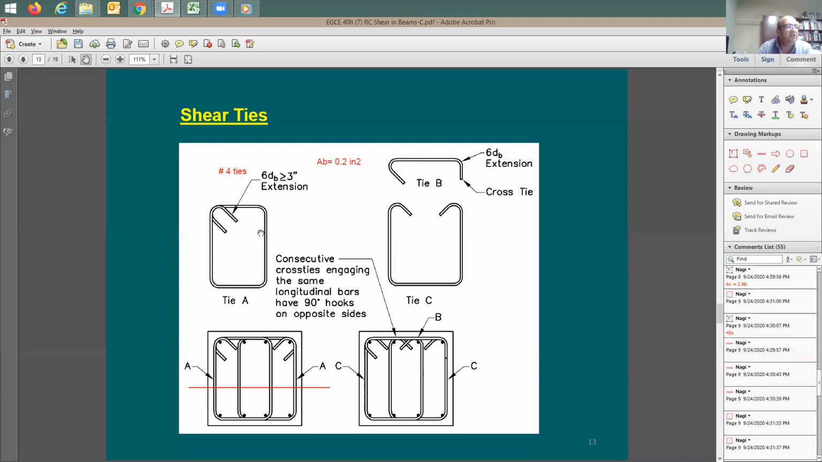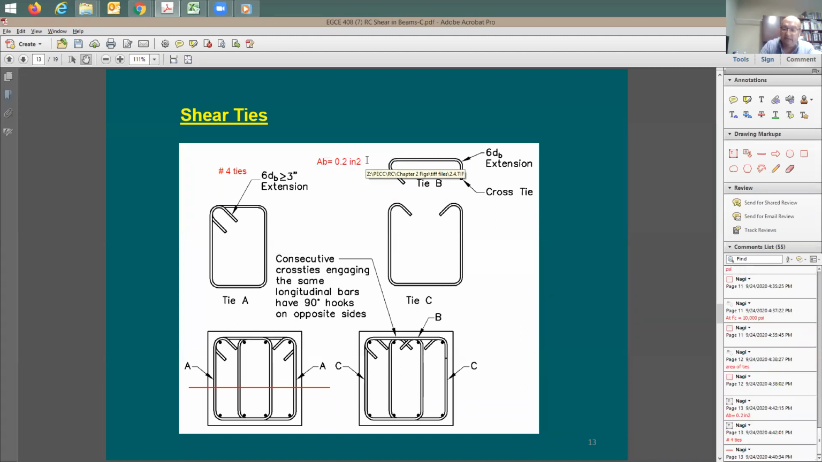Now, in this case, if you just have here 2 legs, I'm going to write down here A sub V equals 2 times 0.2, which is going to be equal to 0.4 square inches. If I have a case like this.